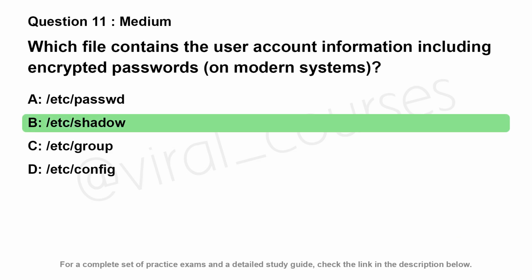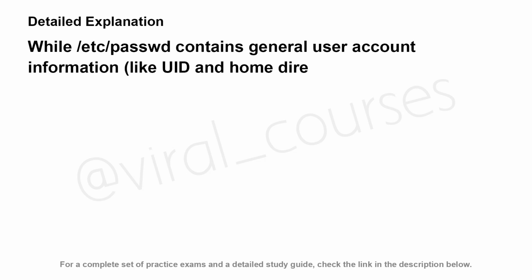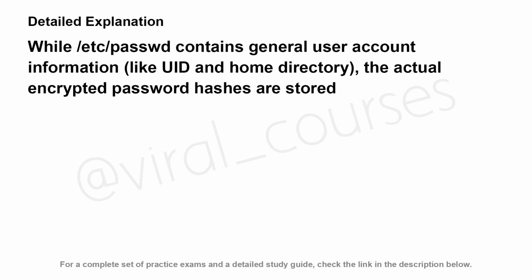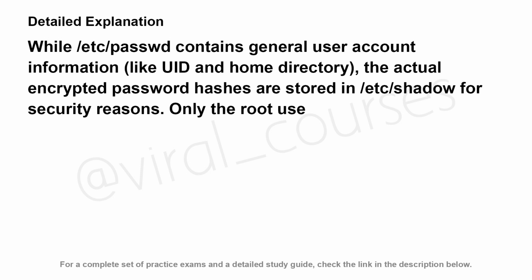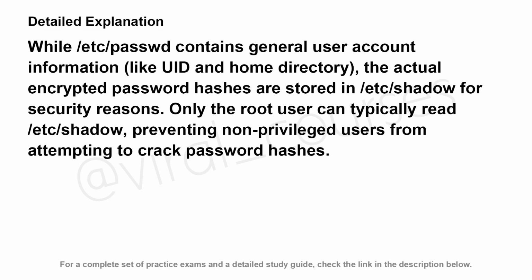The correct answer is B. While /etc/passwd contains general user account information, like UID and home directory, the actual encrypted password hashes are stored in /etc/shadow for security reasons. Only the root user can typically read /etc/shadow, preventing non-privileged users from attempting to crack password hashes.